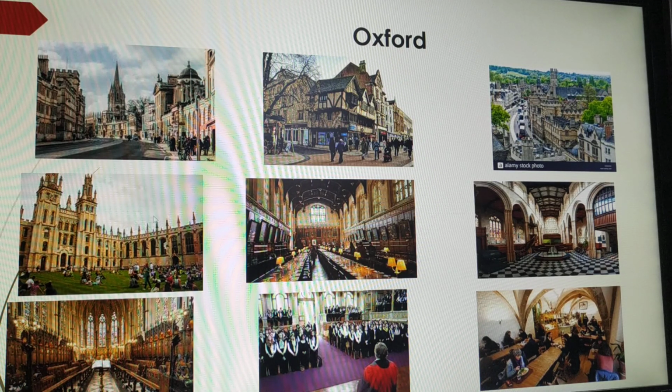So here you can have a look at the pictures. This is the Oxford University. This is the reading hall of the Oxford University. This is the hall where the graduates meet. This is the canteen of this university.